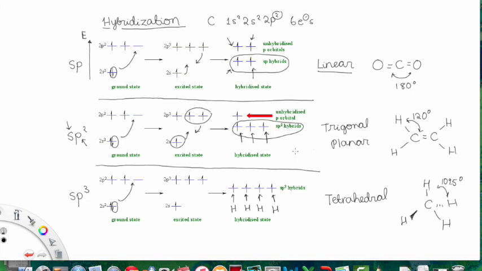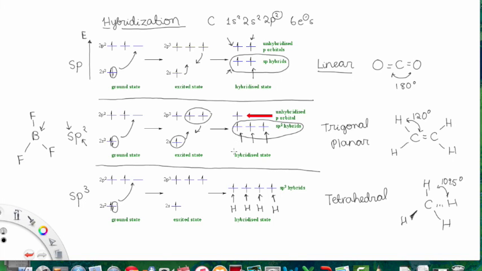So for example, for trigonal planar, a typical one that you see is BF3. You can do this exact same thing with this boron atom. Start out with its ground state, move an electron up to an excited state, and then based upon the hybridization, move one s orbital and two p orbitals to create an inner hybrid orbital, which is lower in energy than the original 2p, but it allows you to make bonds with other atoms.